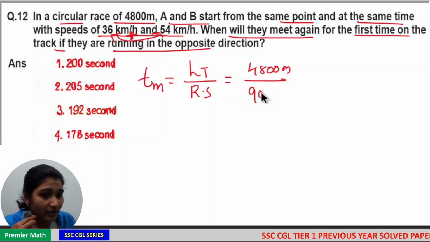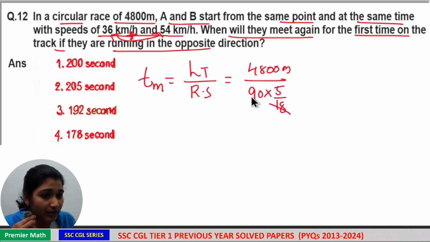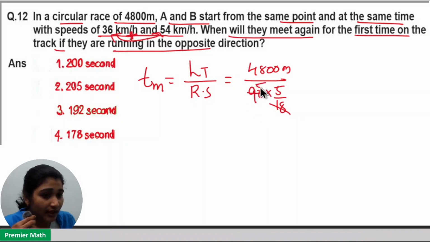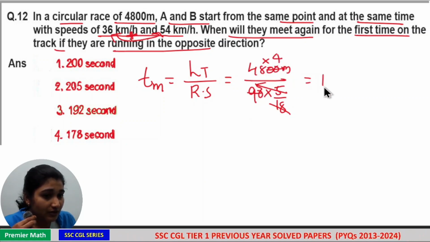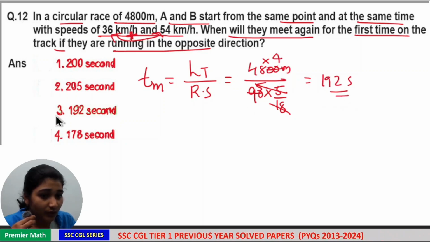90 kilometers per hour, convert it into meters per second. So multiply it with 5 by 18. 18 goes 5 times in 90. 5 into 5, 25. 25 goes 4 times in 100. So 48 into 4 means 40 into 4, 160. 8 into 4, 32. 160 plus 32, 192 seconds. Option 3 is your answer.